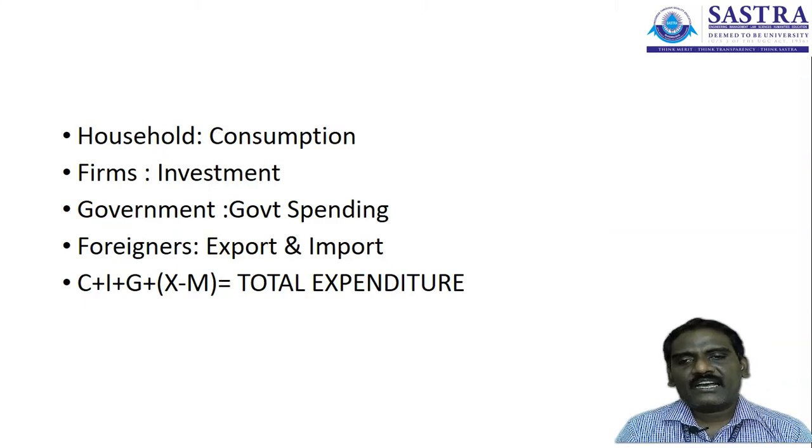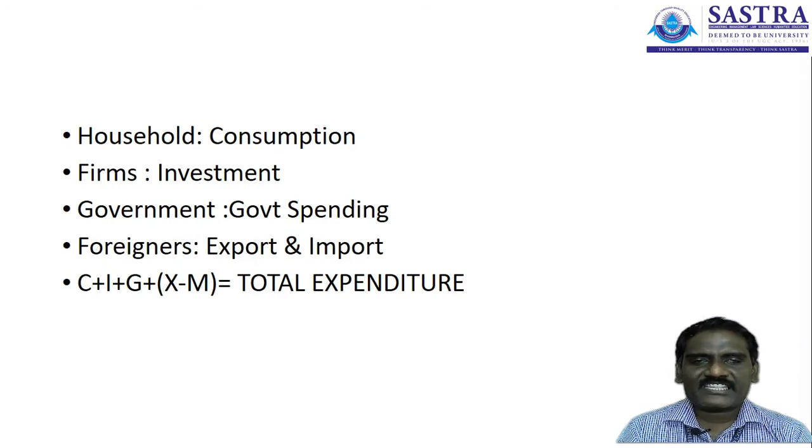Here, for the households we are calculating the consumption expenditure, for the firms the investment expenditure, for the government the government spending or government expenditure, and for the foreigners the export minus import, that is, the difference. Together we calculate consumption expenditure plus investment expenditure plus government expenditure plus export minus import, for arriving at the total expenditure in the particular country during the given period of time.